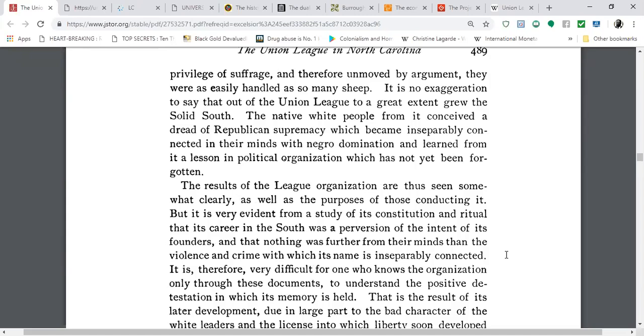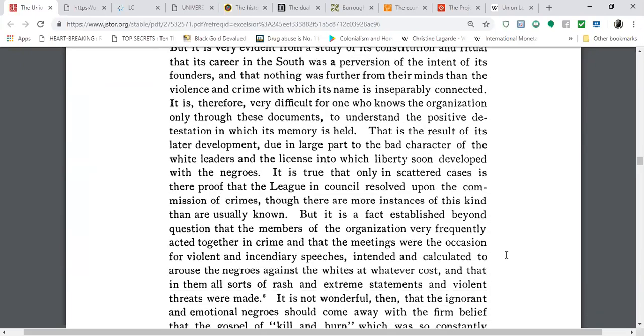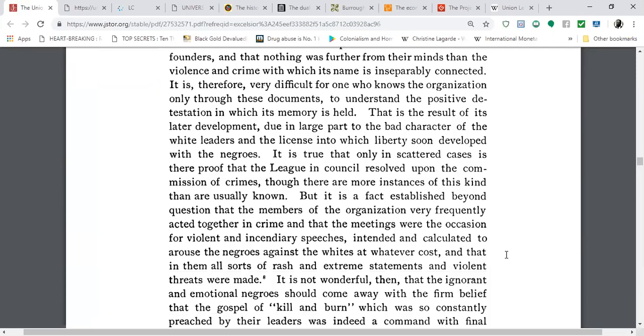The results of the League organization are thus somewhat clear as it was proposed by those conducting it, but it is very evident from the study of its constitution and ritual that its career in the South was a perversion of the standard of its founders, and that nothing was further from their minds than violence and crime, with which its name was inseparably connected. It is therefore very difficult for anyone who knows the organization only through these documents to understand the position in which its memory is held.